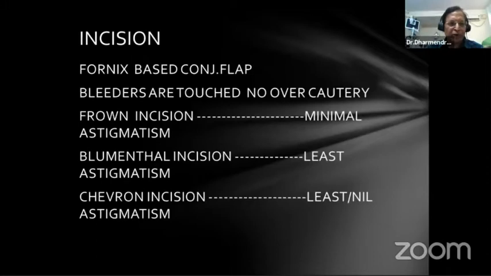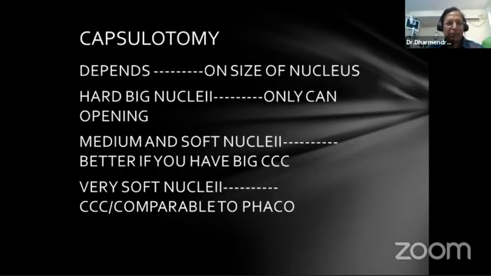So the incision should be fornix based, and it can be straight like Blumenthal, or the Chevron technique, or the Frown incision. All of you know capsulotomy depends on the size of the nucleus. I prefer can opening for hard big nuclei. For medium and soft nuclei, it is better if you have a big CCC, and for very soft nuclei, once you do the hydrodissection and hydrodelineation, it is quite comparable to phaco. You can do a 5.5 millimeter CCC and you can do SICS.